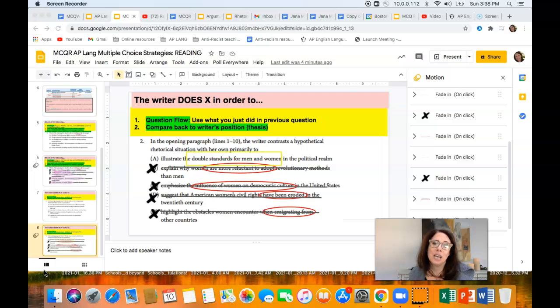Notice I didn't technically answer the question as it was written because I took out the very thing that they wanted us to contrast. Now, you could go back and test it to see if you'd find the same answer. I did that because of time, because it's going to take us mentally more energy to think about contrasting a hypothetical rhetorical situation. So I just made it: the writer does something in order to, and by it.